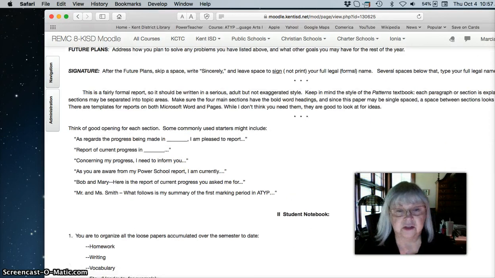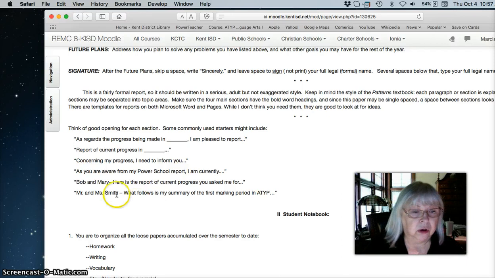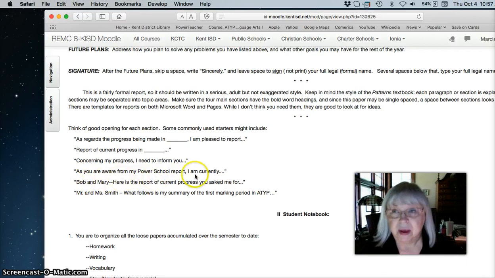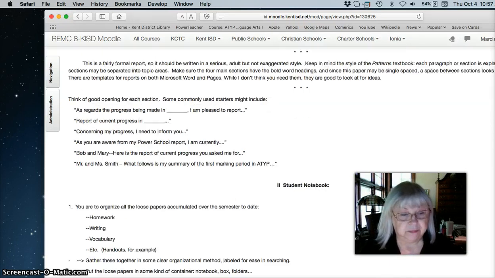This next section just gives you ideas for how to begin the various parts. Concerning my progress, I need to inform you that, or as you are aware from my PowerSchool report, I am currently... You decide whether you want to call your parents by their first name or their formal name or Mom and Dad. That's completely up to you. But this is a formal report, so don't get cutesy.